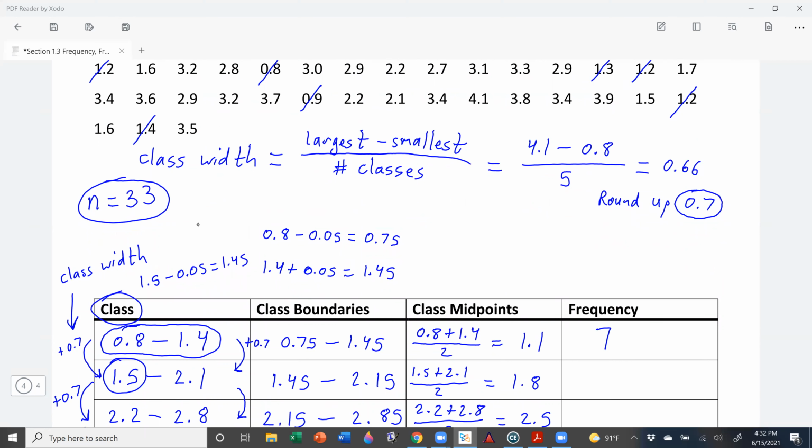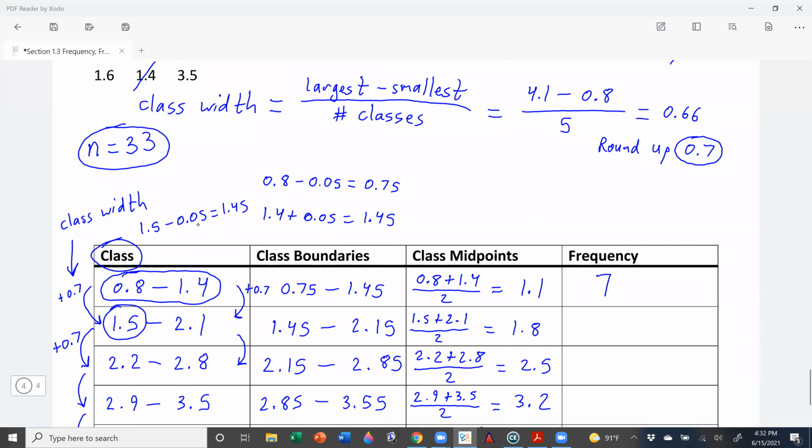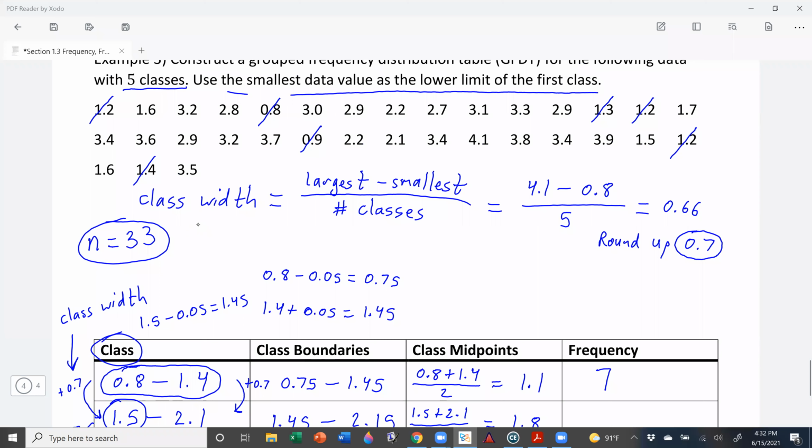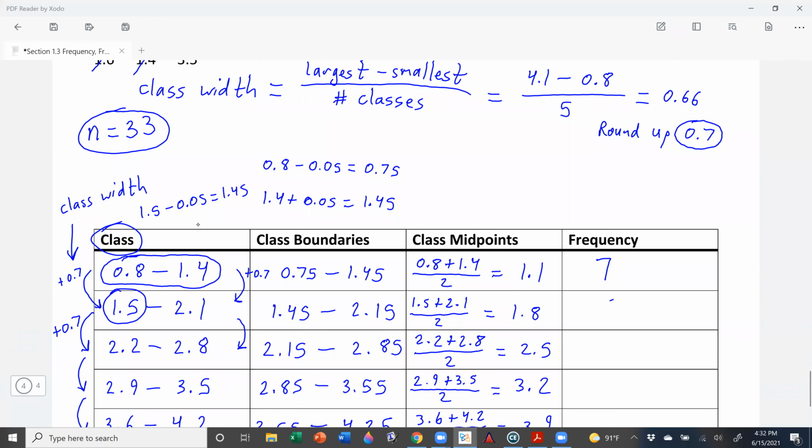Okay, next one. I want to do all the values that are in between 1.5 and 2.1. Okay, so here we go. Between 1.5 and 2.1. 1, 2, 3, 4, 5. Okay, very careful. 5 land in that class.